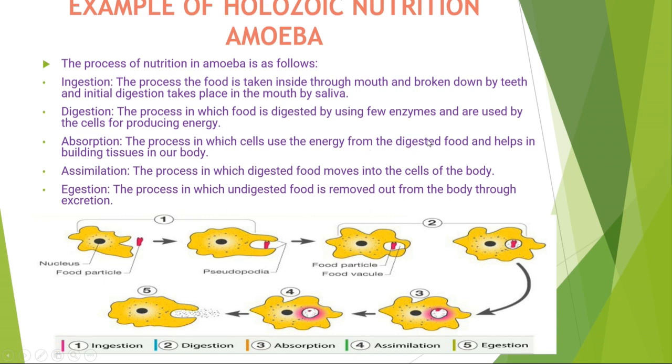Absorption occurs when the digested food gets absorbed as nutrients inside the different cells present in our body, and also helps in building up tissues in our body. Assimilation is the process in which digested food moves into cells. So in assimilation, the food is assimilated into different cells of the body. Egestion is the process in which undigested food is removed through the anus, called excretion.